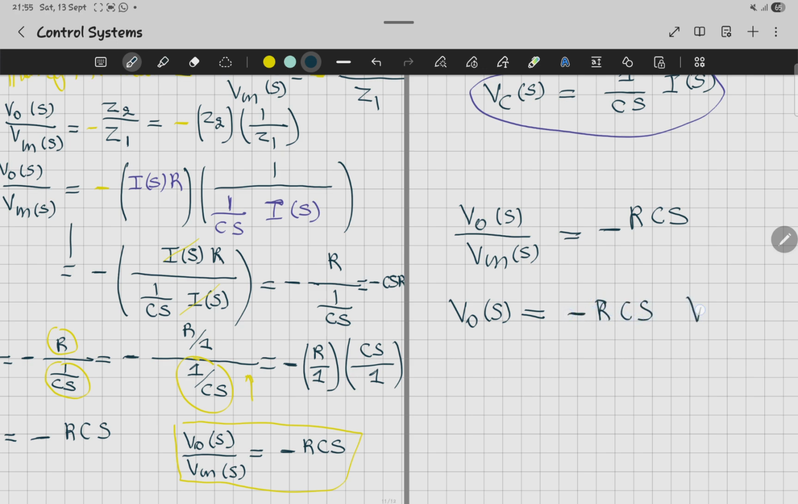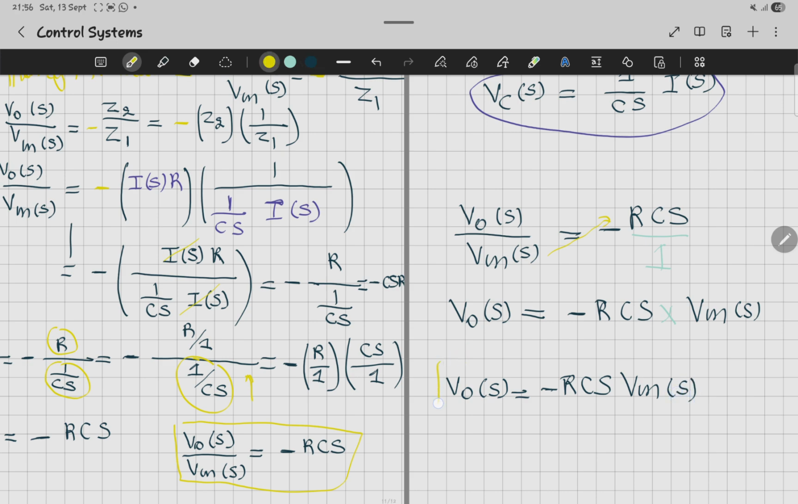RCS times Vs, because in math you can move this fraction to the top of the second fraction, and we can assume that we have a denominator of 1 here. So we can move the denominator of that fraction times the numerator of the second fraction. So the answer for V out in S domain is gonna be negative RCS V in.